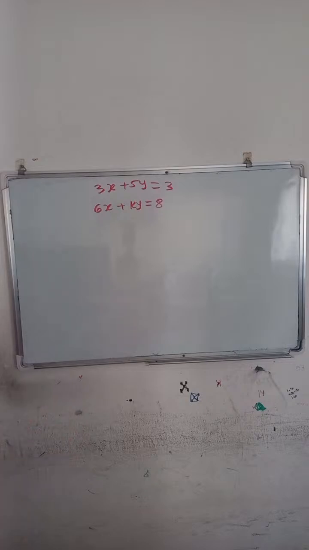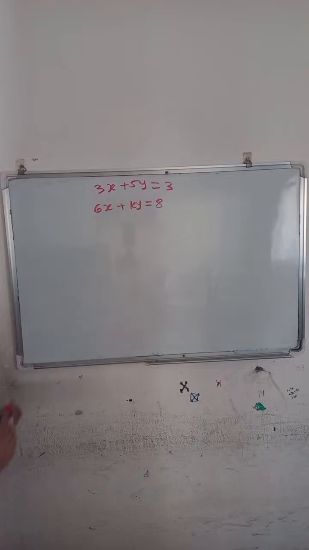The pair of linear equations 3x plus 5y is equal to 3 and 6x plus ky is equal to 8 do not have a solution. How much is k? Do not have a solution means these are parallel lines. Okay, so find out how you will get the answer.